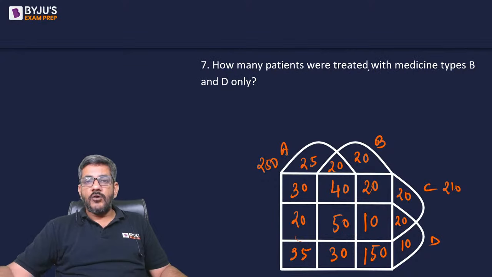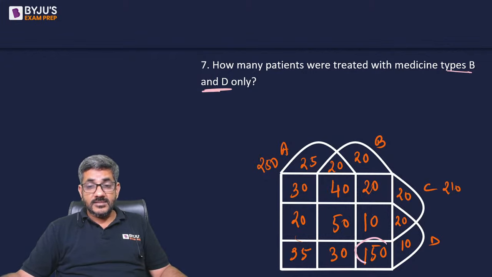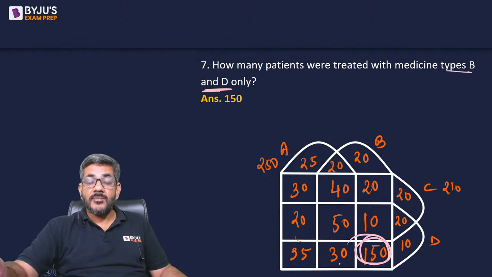Next, how many patients were treated with medicine types B and D only? So B में होना चाहिए, D में होना चाहिए और किसी में नहीं होना चाहिए. B and D only. That is this area. So B and D only is 150. That's the right answer. यही तो एंड में आया ना, बाकी तो सब पहले आ गई थी. बी एंड डी ओनली सबसे एंड में आया.